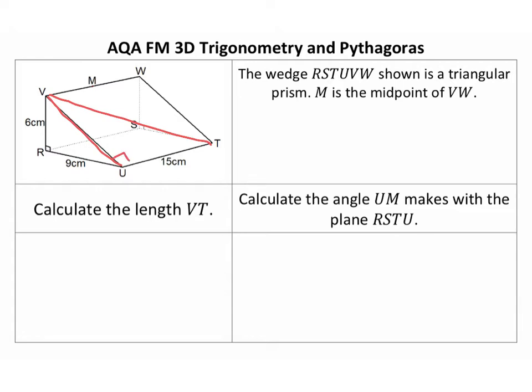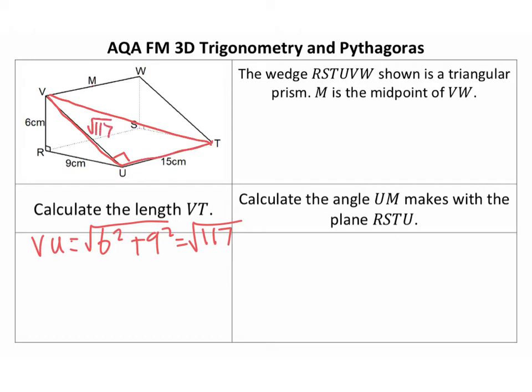All right, so I can work out this length, which is VU. Now, VU is just going to be 6 squared plus 9 squared. What you'll notice here is that 6 squared plus 9 squared is 117. I'm not actually going to put it in my calculator, and that's because I will have to round that.